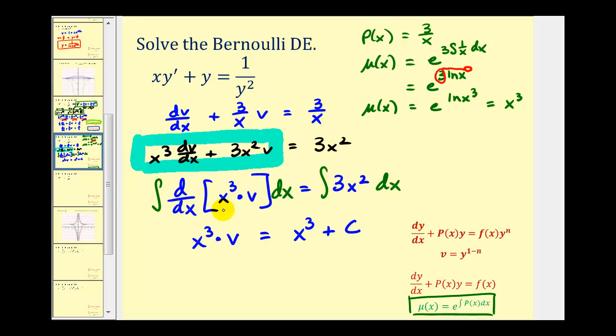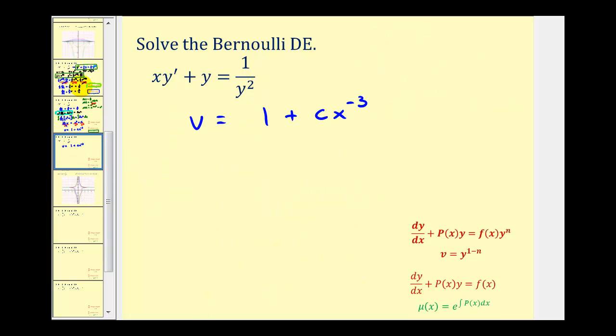And now we'll divide both sides by x cubed to solve for v. So we have v equals 1 plus, this would be c times x to the power of negative 3. But remember, we're not done. We're trying to solve for y, not v. So let's finish this on the next slide.